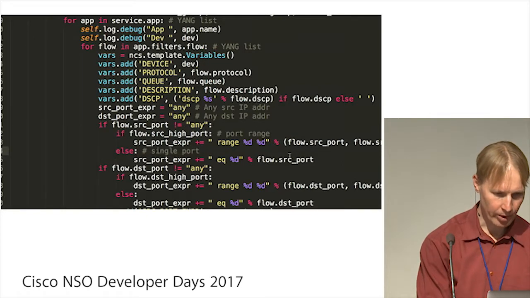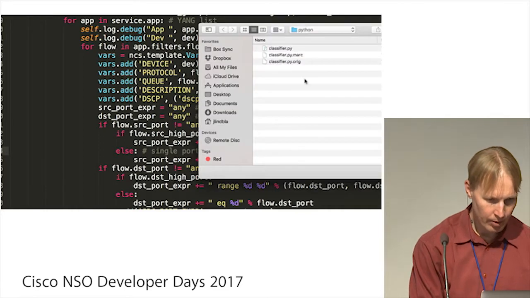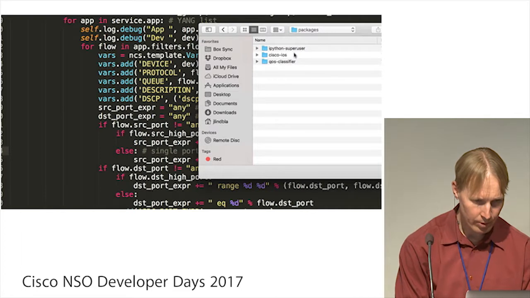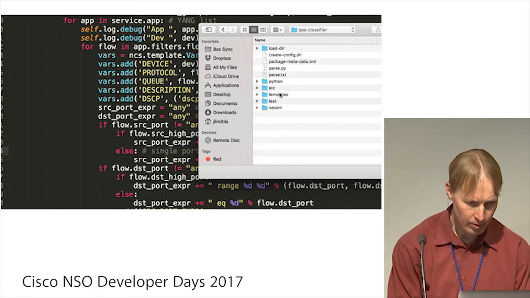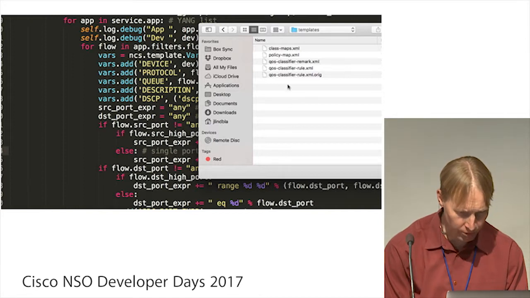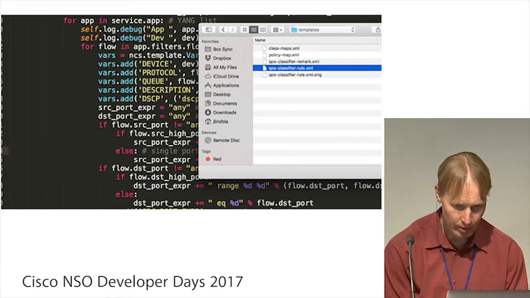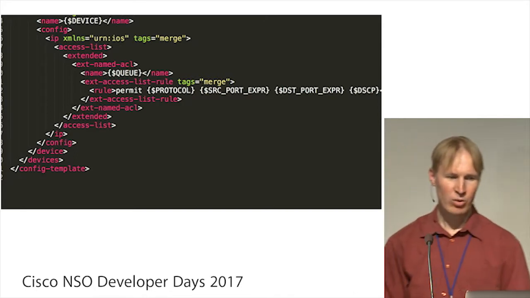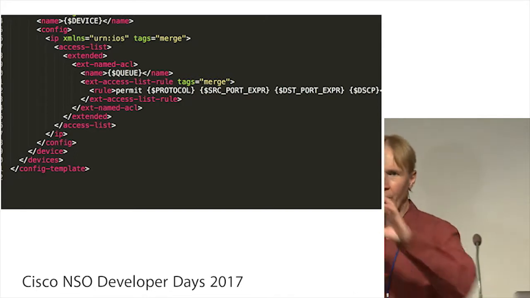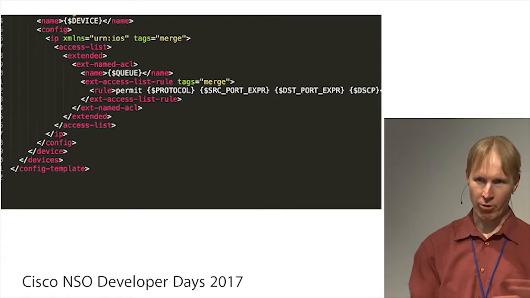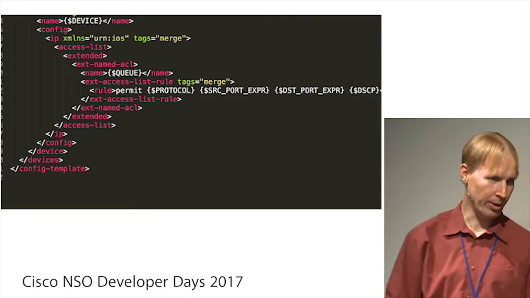I'll open up that template. Let's see here, packages. We can start with this classifier rule, which is the main one. So this is what the template looks like. This one is applied on each device once for every rule. So if you have 100 devices with 100 rules, this is applied 10,000 times, right?